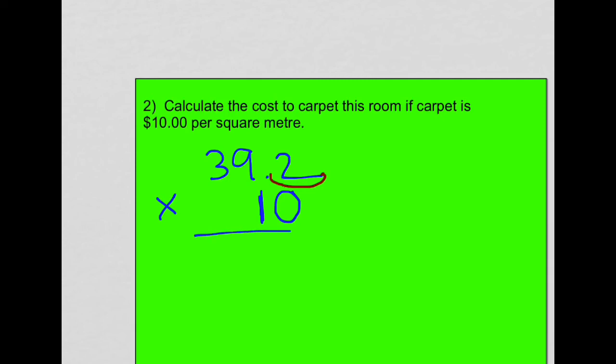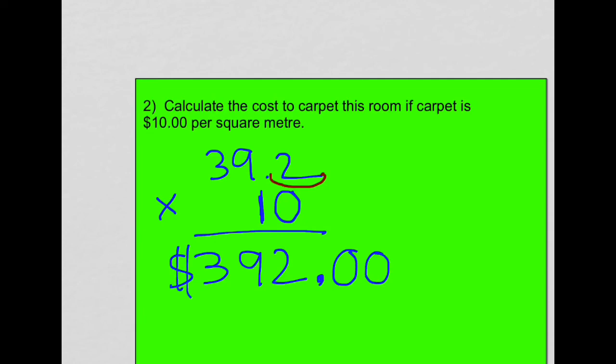this works out to $392. Now, money should always have 2 decimal spots and the dollar sign in front. So that's what it would cost to carpet this room if carpet was $10 per square meter. That's an application of area.